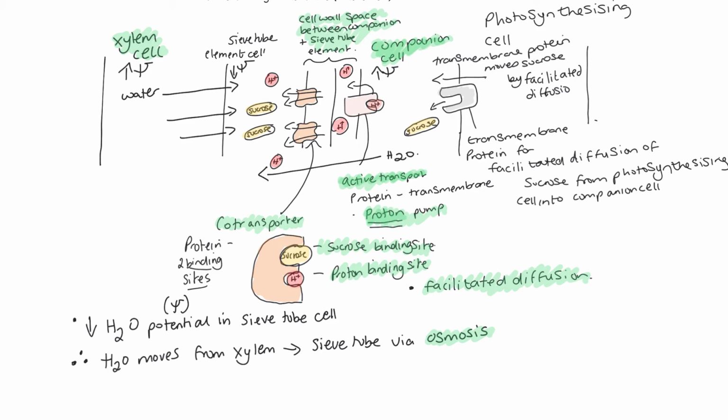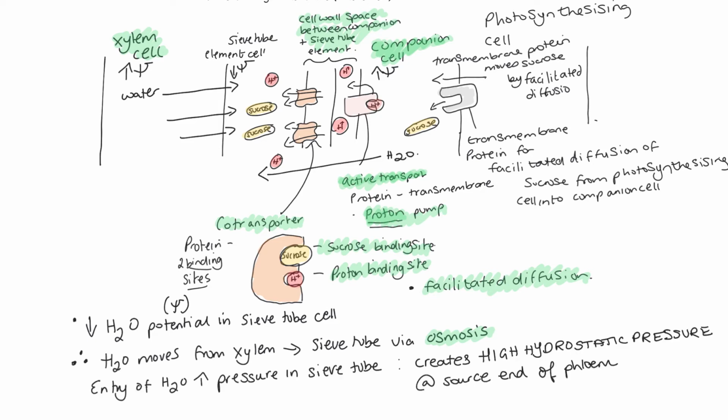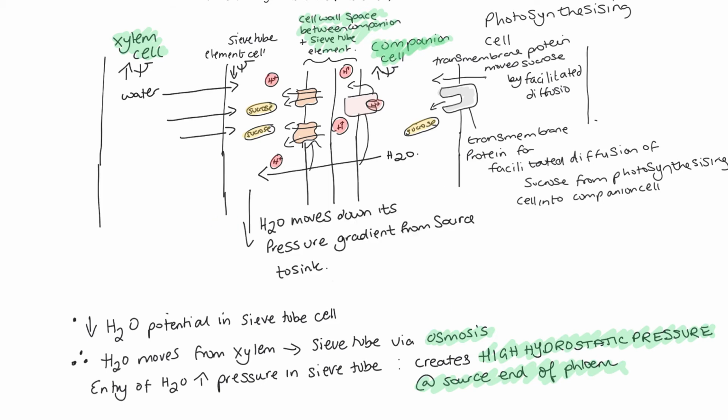This increases the pressure. It creates a high hydrostatic pressure at the source, at the sieve tube cells at the source. This causes all of this sugar and water to move down its pressure gradient, and it causes it to move towards the sink. We call this movement of the dissolved sugars down their pressure gradient the mass flow.